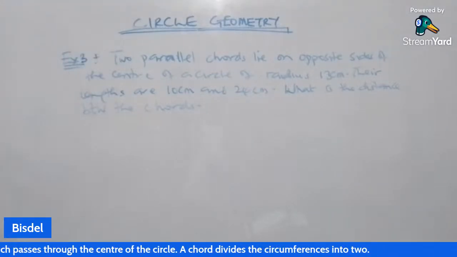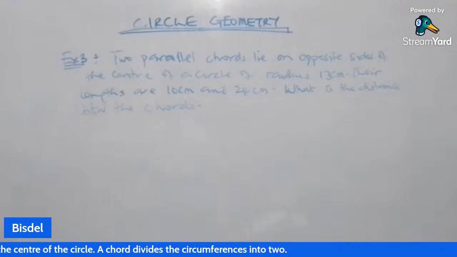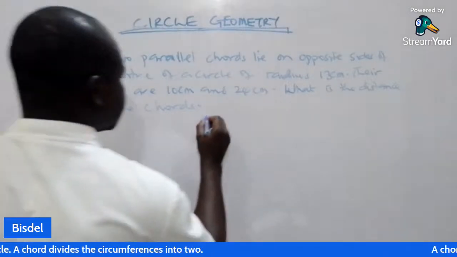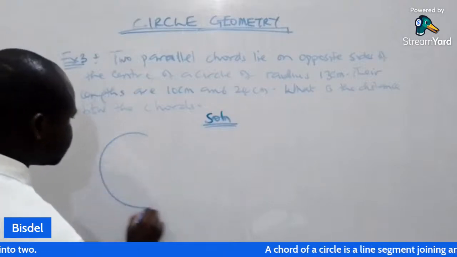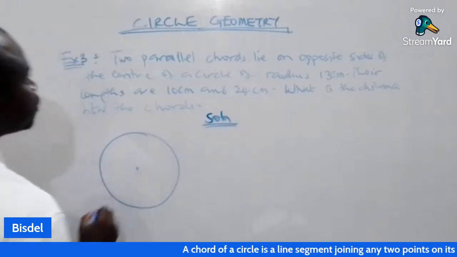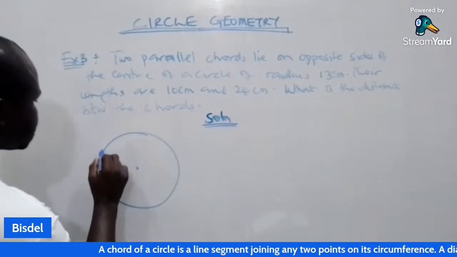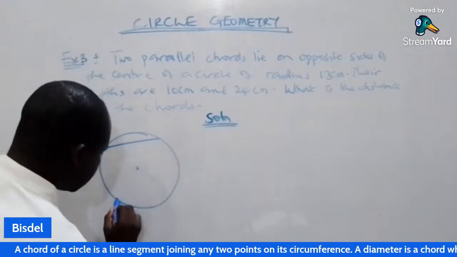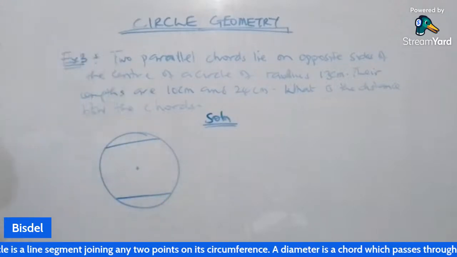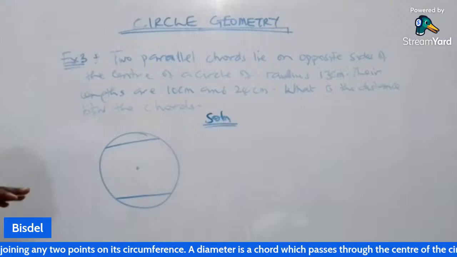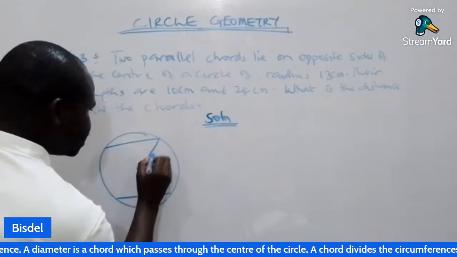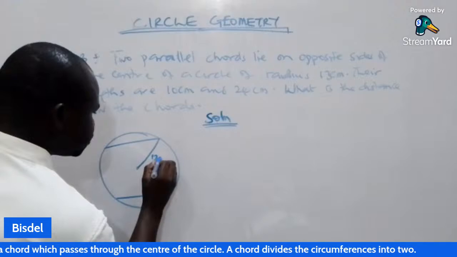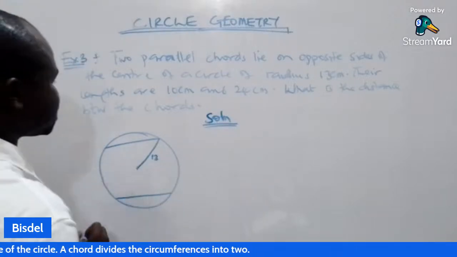So in this case now, we have to be very careful and interpret the question correctly. So here we have a circle, and this is the center of the circle. There are two parallel chords. Let's say this is one chord, and this is another one. The radius of the circle is 13. We are sure that that's 13. And the lengths of the chords are 10 and 24 respectively.